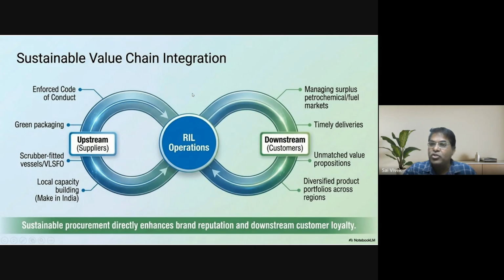Whereas downstream measures: managing surplus petrochemical fuel markets, timely deliveries, unmatched value propositions, diversified product portfolios across regions. So this way, these measures are taken downstream to ensure that the sustainable value chain is kept integral. Sustainable procurement directly enhances brand reputation and downstream customer loyalty.